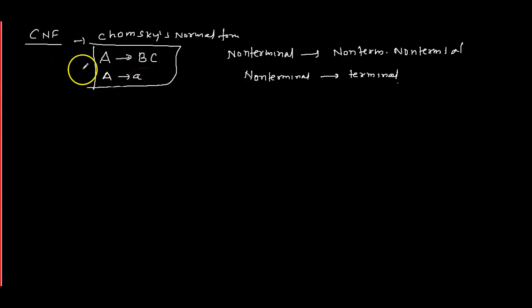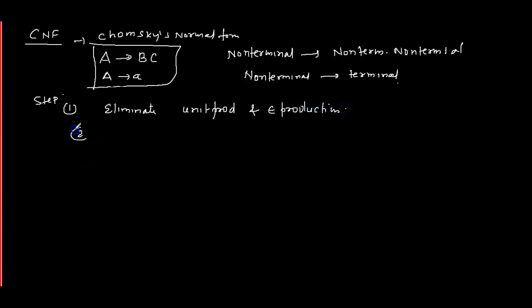And before making the CNF, the Chomsky normal form, we have to ensure that in step 1 we eliminate unit productions and epsilon productions. That's why I have taught these too. And then we have to convert into the form of CNF. No doubt in this?